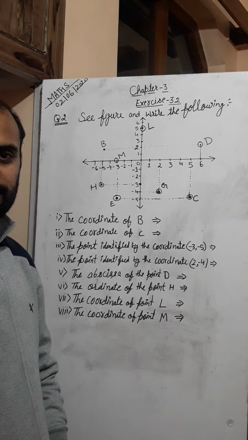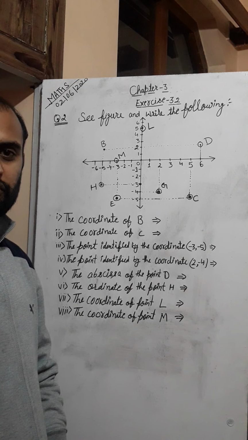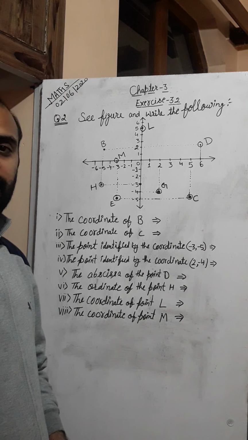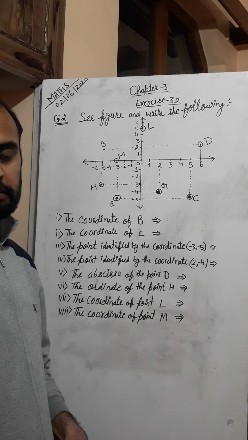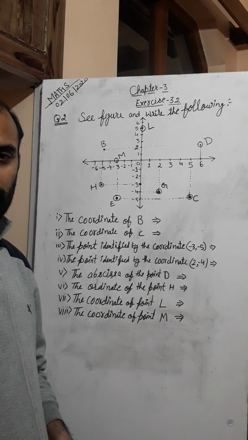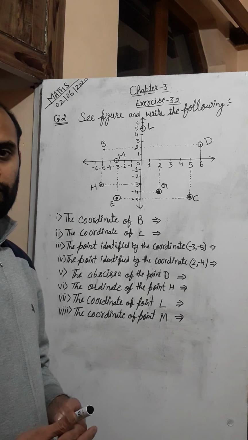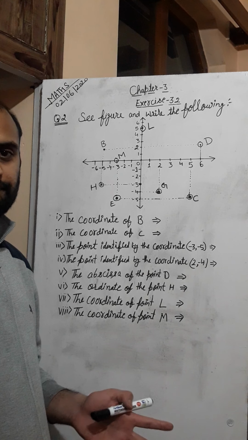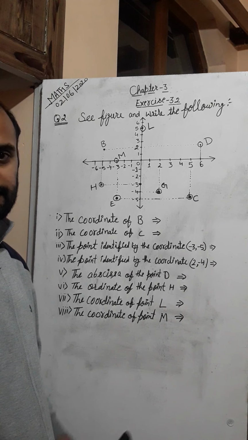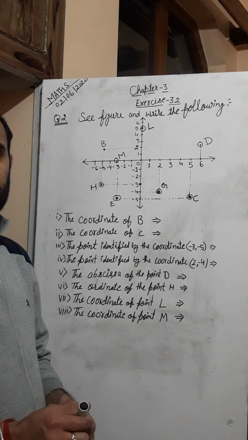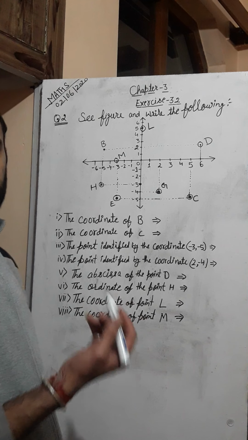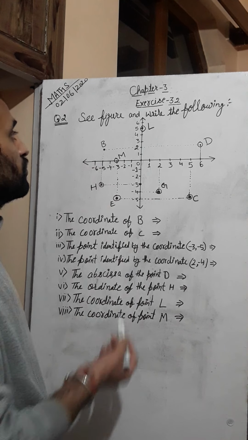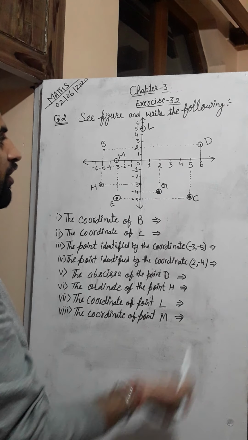As you all know, we are discussing chapter number 3, coordinate geometry, and we are in the second exercise, that is 3.2. Firstly, the first question is regarding the names of the axes as well as the origin. Here we have the second question. In this question you need to see the figure and write the following.